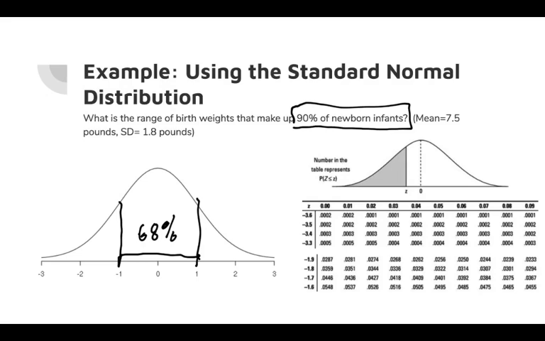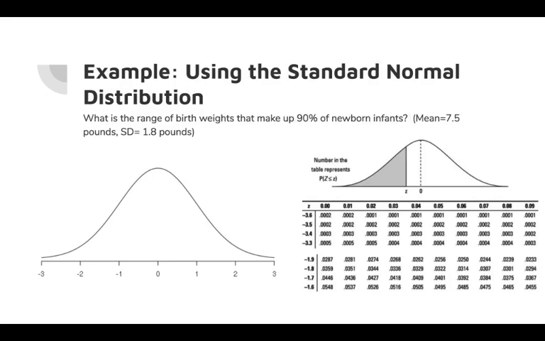So 68% of all newborns will have weights within 1 standard deviation. But that's not good enough, right? The question wants 90. If I pop out to 2, and go between the 2's, that's 95%. So this is going to be too much. I need to know exactly what 90% is going to be.